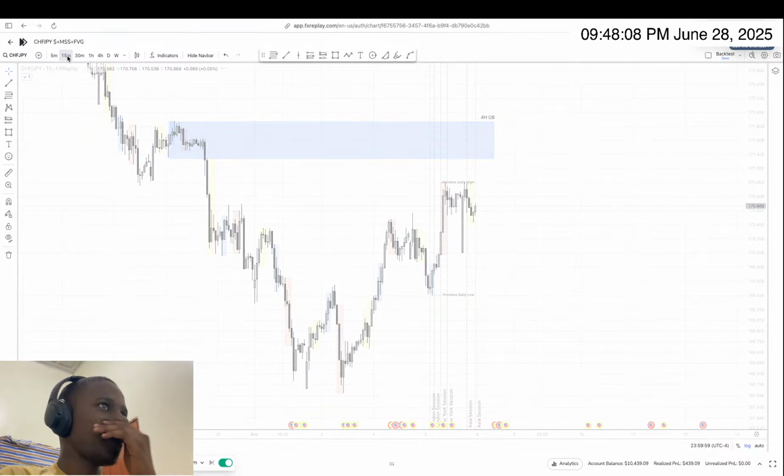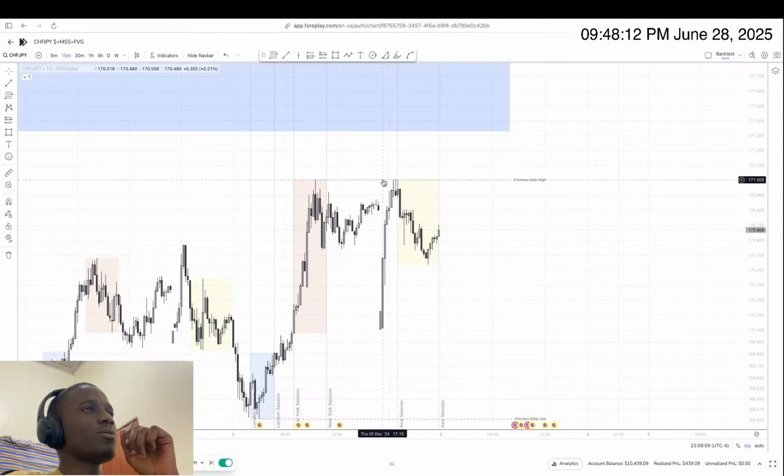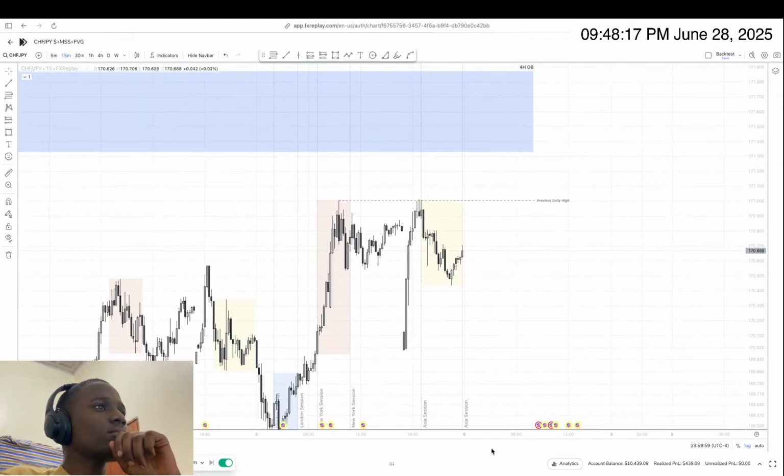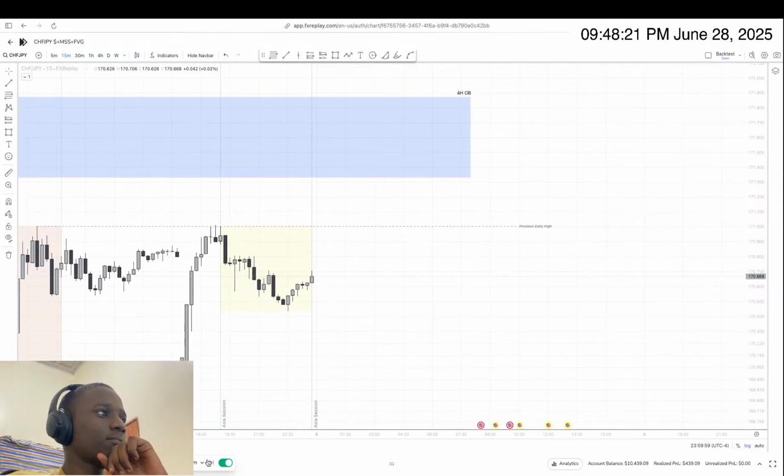Back on the 15 minute, I still want to target higher. We have equal lows, a very nice draw on liquidity, so it will be nice if we tapped into it.